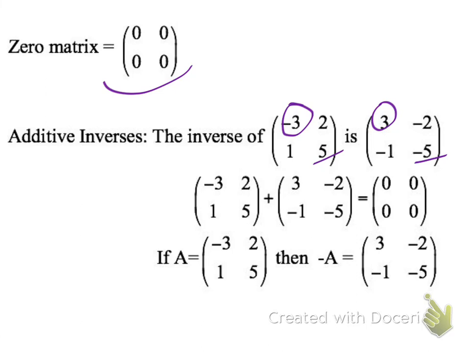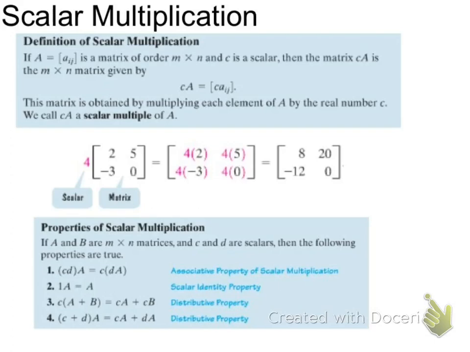So every single term has to have its opposite additive inverse on the other matrix in order for it to be the additive inverse of the original matrix, because then it would add up to 0. So these are all very obvious things, but I just want to make them clear.